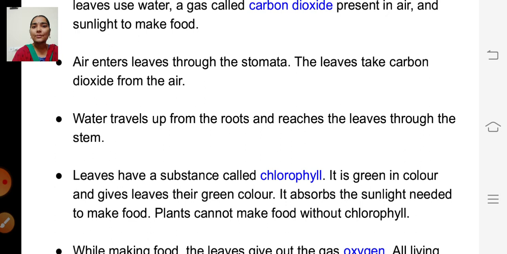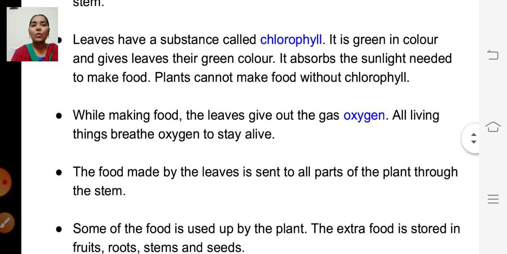So which substance gives the green color to the leaves? Chlorophyll. It is very important. Without chlorophyll leaves cannot make food. It absorbs the sunlight needed to make food. Plants cannot make food without chlorophyll. While making food, the leaves give out the gas oxygen. All living things breathe oxygen to stay alive.